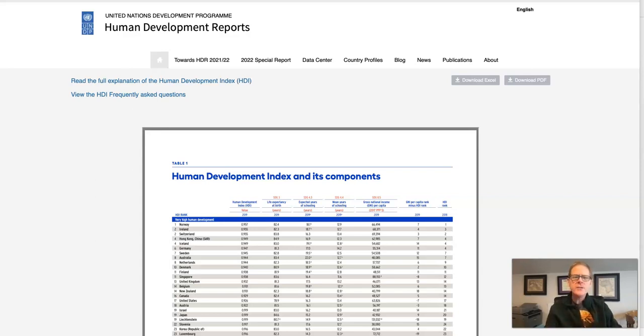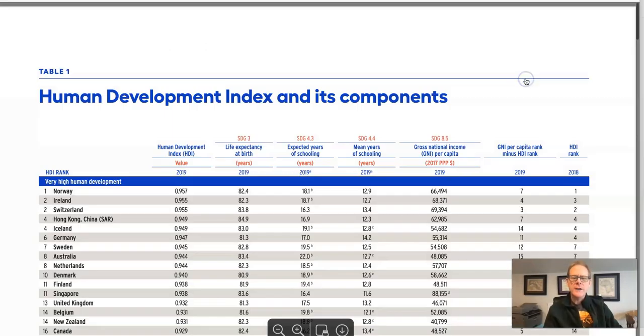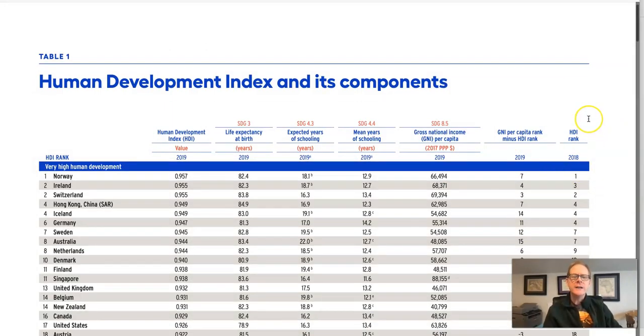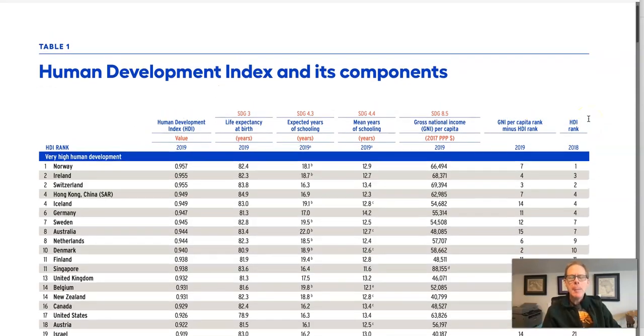What I want to do is start by showing you this website, the United Nations Development Program Human Development Reports. And these are usually a couple years behind. So these are probably from 2018, 2019. 2019 is the most recent here.